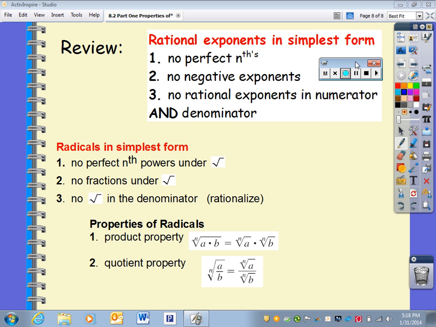So let's review. Please remember that we do not have any perfect nths when we are dealing with rational exponents. There are no negative exponents, and we do not want rational exponents in the numerator and the denominator. Radicals in simplest form, there are no perfect nth powers under the radical, no fractions under the radical, which means no radicals in the denominator. We need to rationalize the denominator. Please remember also the properties of radicals, the product property and the quotient property.